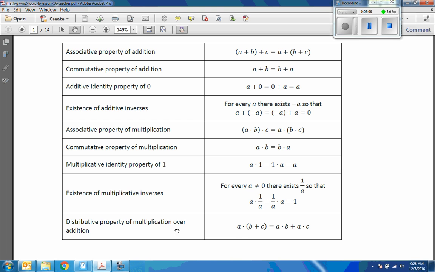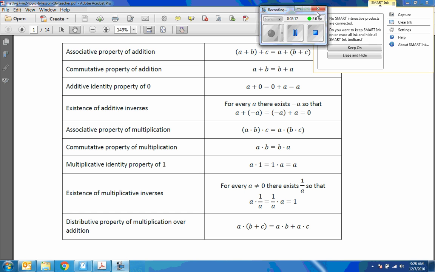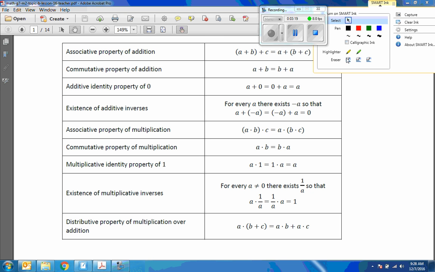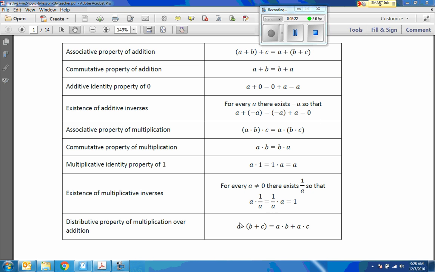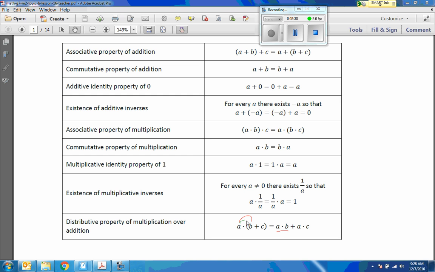And then finally, the distributive property of multiplication over addition is A times (B plus C) equals, and we distribute. Let me pick a marker. Okay, let's use red. A times B is right here. A times C is right there, and the sign just goes in between. A times B plus A times C. That is the distributive property of multiplication.